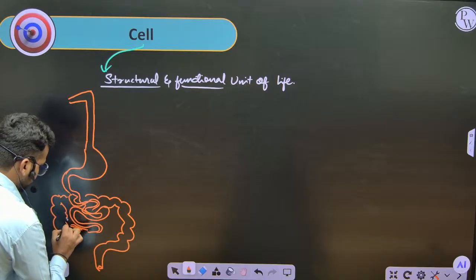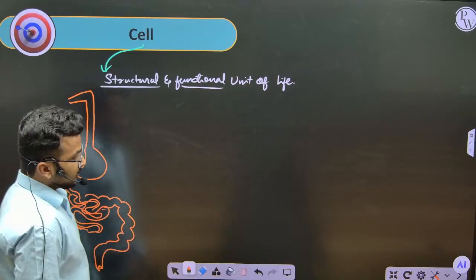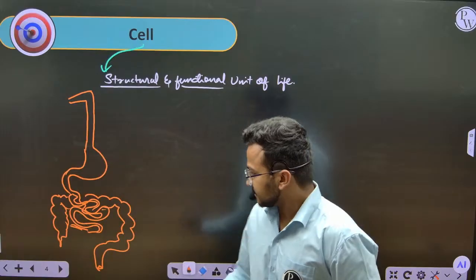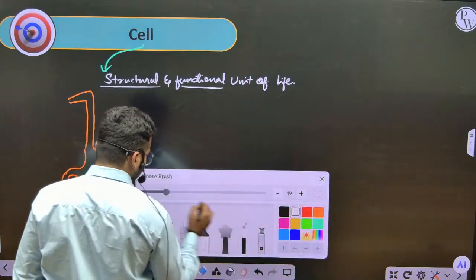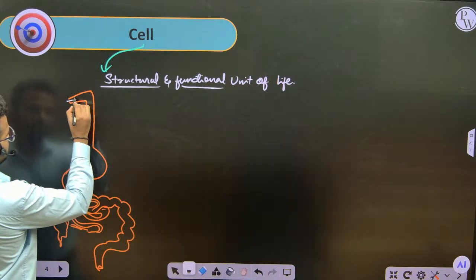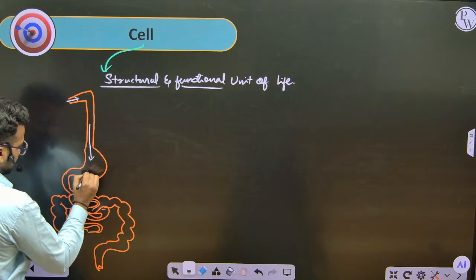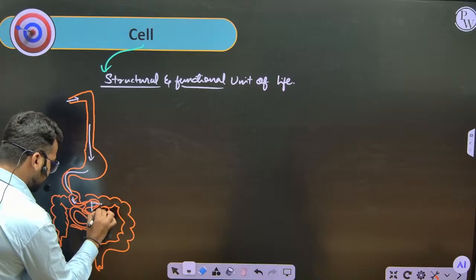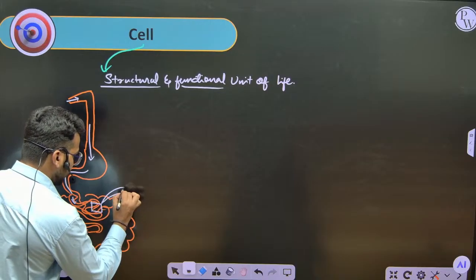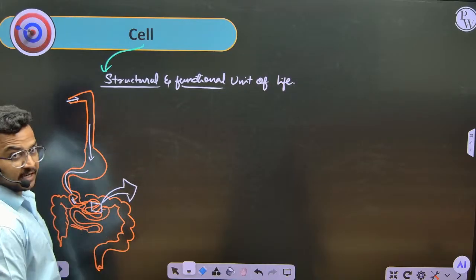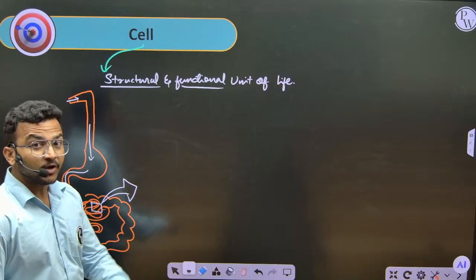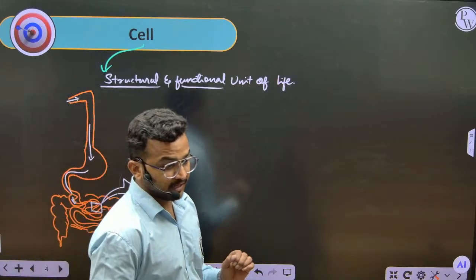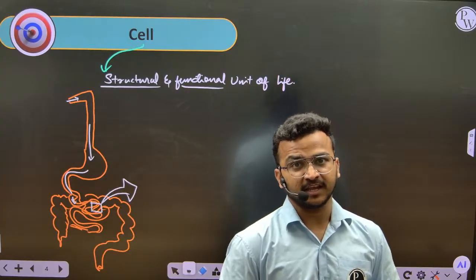So it is connected to the large intestine like that. When the food reaches the small intestine, the food will be traveling from the mouth to the stomach and it reaches the small intestine here. If you see the small intestine, you might have seen in the nutrition in animals chapter, the food absorption takes place through the small intestine.